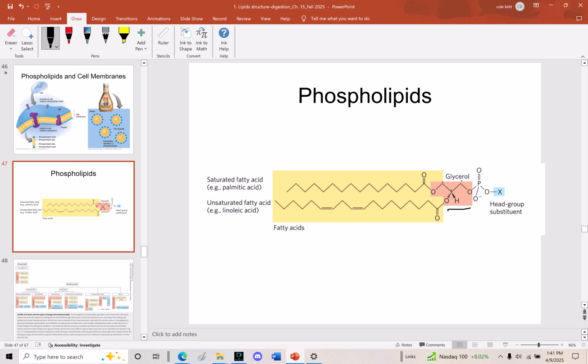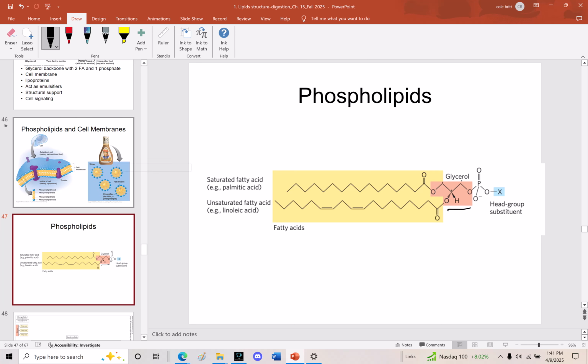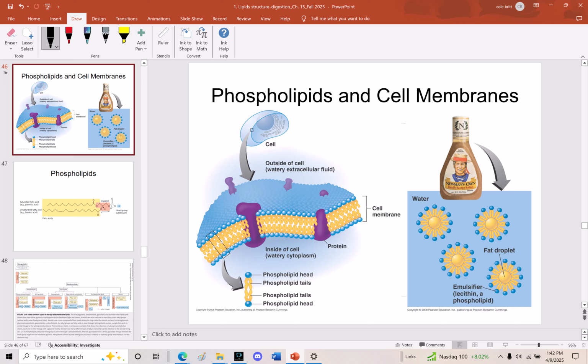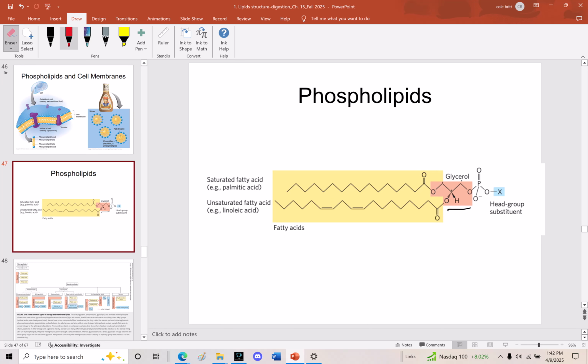And then you also see on this 3rd carbon, the one that does not have a fatty acid, is where you have this phosphate group here. But again, it's the same thing, and this is what it looks like. So you should be able to recognize the structure differences between phospholipids, or sterols, and triglycerides.